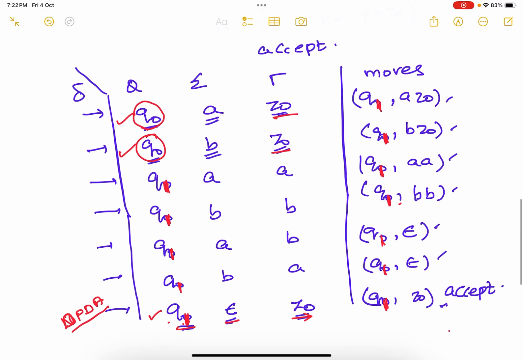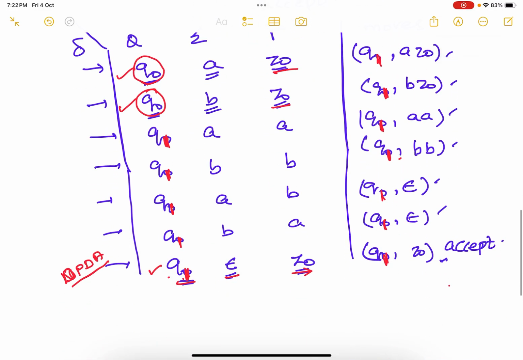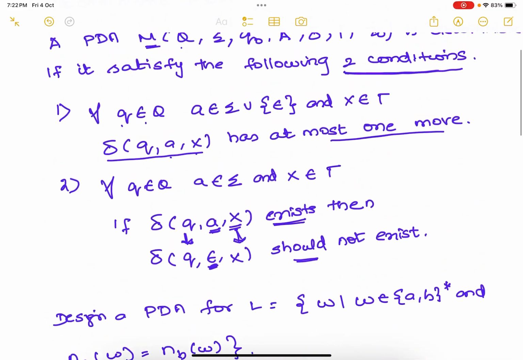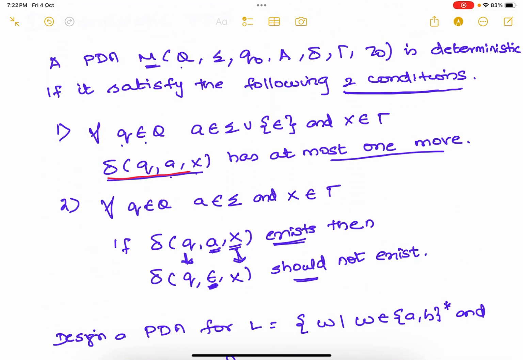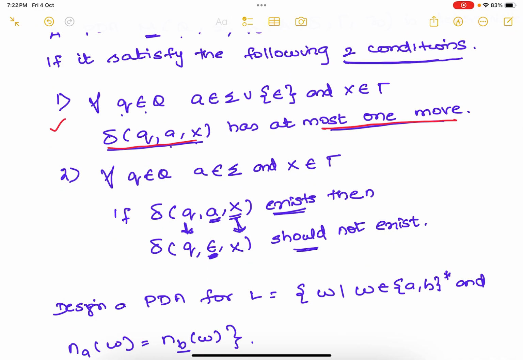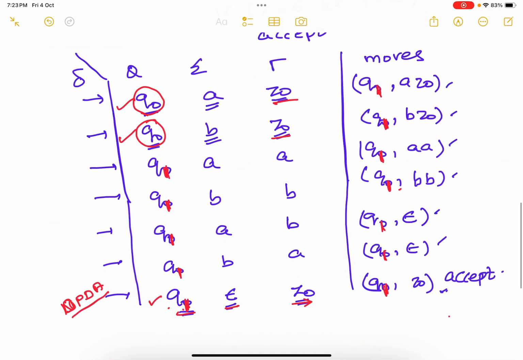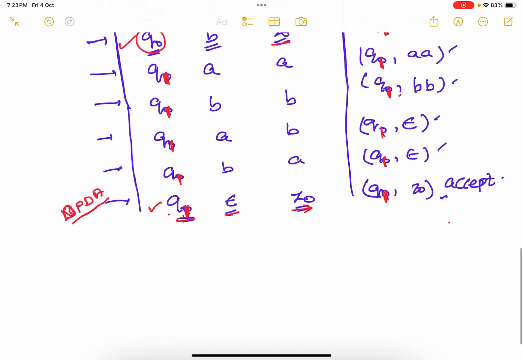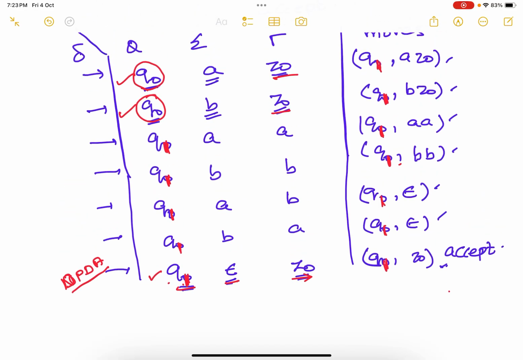It is not having more than one move, and it is satisfying the second condition also. See here in the definition, all transitions have exactly one move. Yes, this condition is satisfied. Also, for some tape input symbol, for the same stack symbol and same state, an epsilon transition should not exist. Here it does not exist because there is a change in the state, from Q0 to Q1. By making this minor correction, we were able to construct a deterministic pushdown automata.